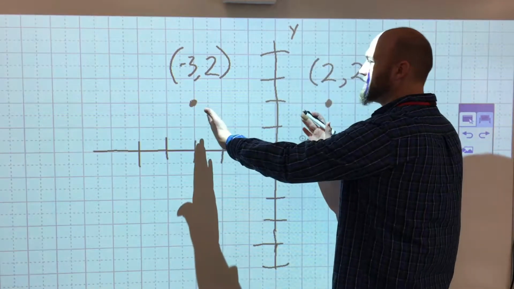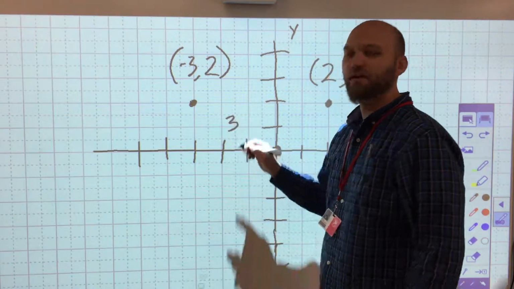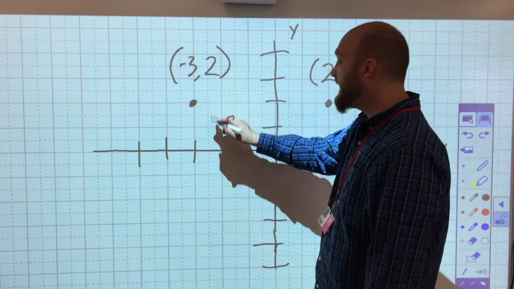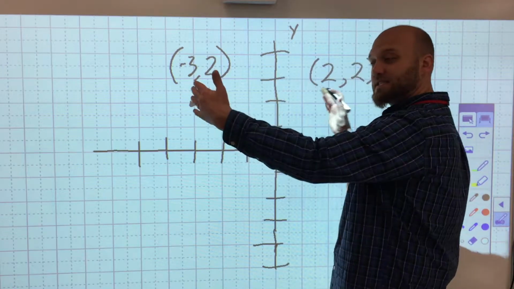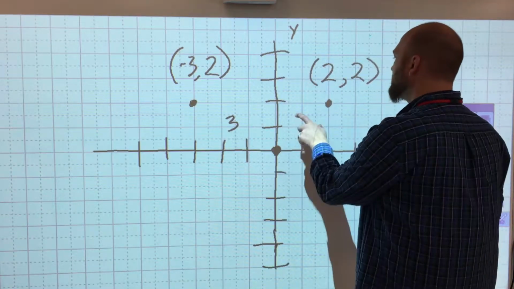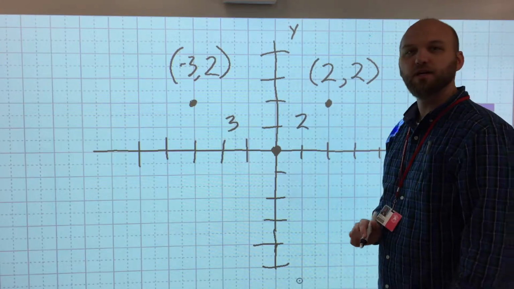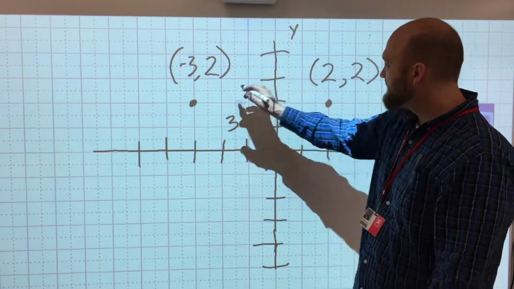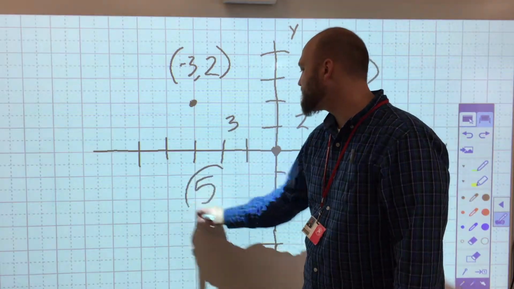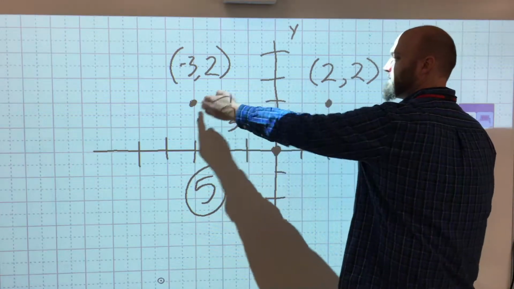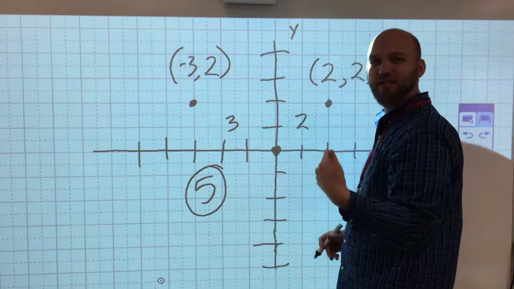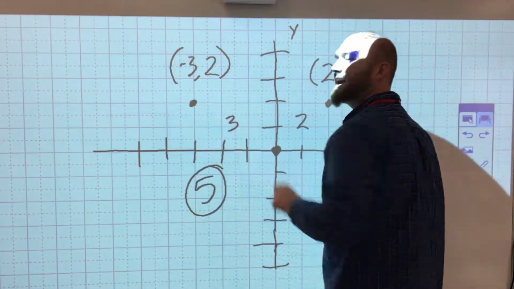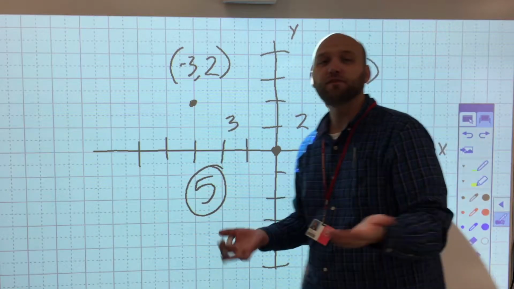This is the distance to 0. In other words, I'm 3 away from 0 here: 1, 2, 3. So absolute value is the distance to 0. I'm 3 away from 0 here, and I'm 2 away from 0 here. So when I put those two together, I find that the distance between them is 5. If I'm here and my friend's here, and this is Main Street in town, I am 1, 2, 3, 4, 5 blocks away.